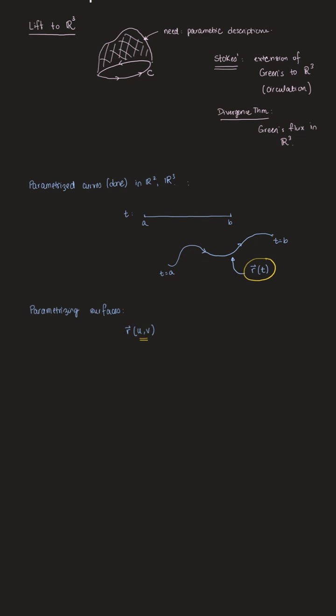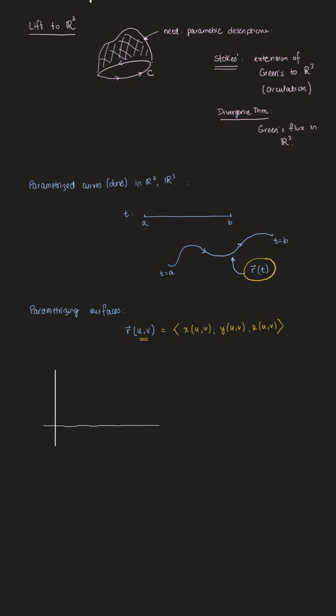And so that's why we need 2 variables to parametrize a surface in R3. We want to be able to write this as a vector function where the first component is x, which depends on u and v, the second component is y, which depends on u and v, and the third component is z, depending on u and v. And what we're really doing is transforming a rectangle on the uv plane.